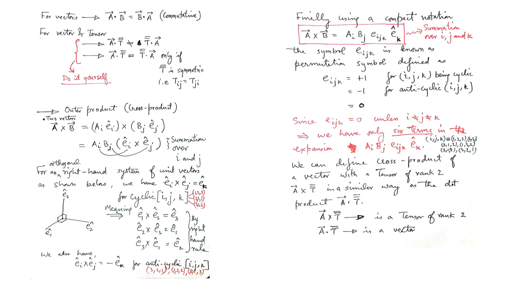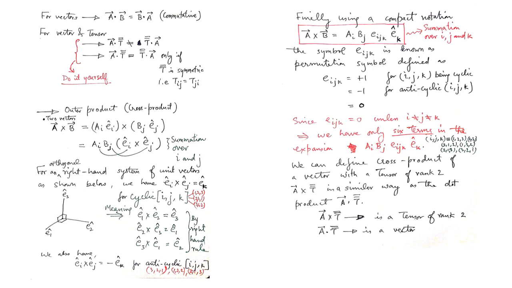Again, we explicitly show the repeating indices and summation over them is implied. The repeating indices are i and j, and therefore summation over i and j is implied. We also see that the result is a vector. Why? Because Ai Bj are scalars and ei cross ej is in general a vector.